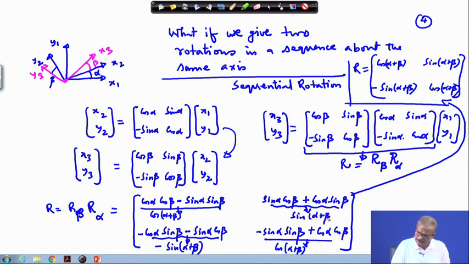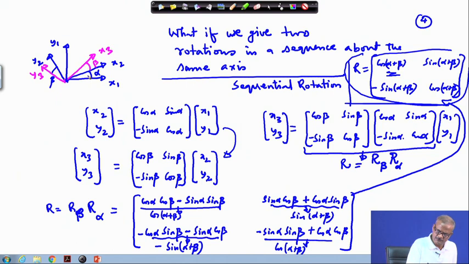sin alpha plus beta. So, what we can see is that this rotation matrix is nothing but a rotation about the z axis. So, this indicates that if we give two sequential rotations, alpha and beta, that is equivalent to one single rotation of angle alpha plus beta. So, basically these two rotations in sequence by alpha and beta are equivalent to one single rotation of magnitude alpha plus beta, which is obvious from these operations.